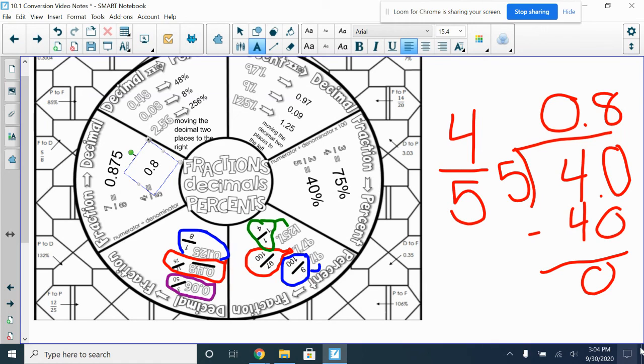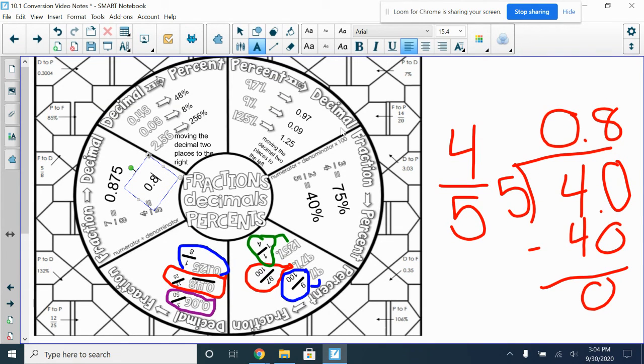We've completed our wheel. So, like I was saying, today we talked about our conversions between fractions, decimals, and percents. To change our decimal to a percent, we move that decimal 2 places to the right. To change a percent to a decimal, we move the decimal 2 places to the left. To change from a fraction to a percent, we had to do our division to turn it into a decimal first, and then turn that decimal into a percent by moving it 2 places to the right.